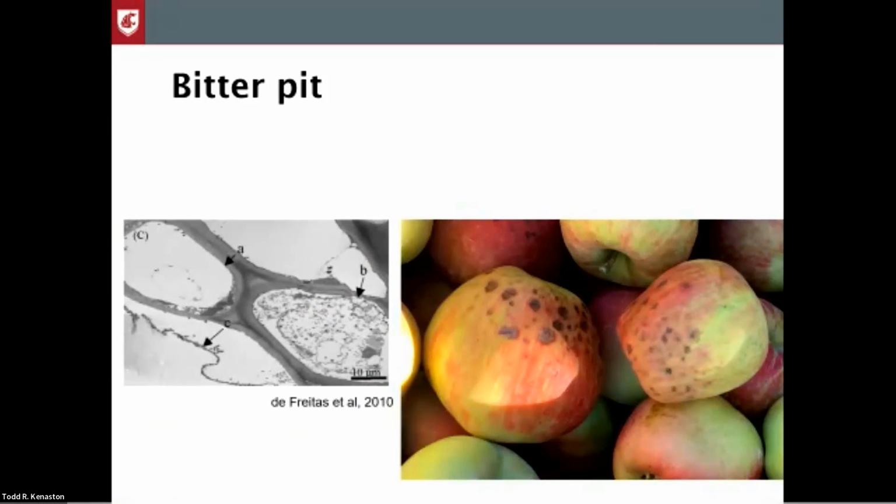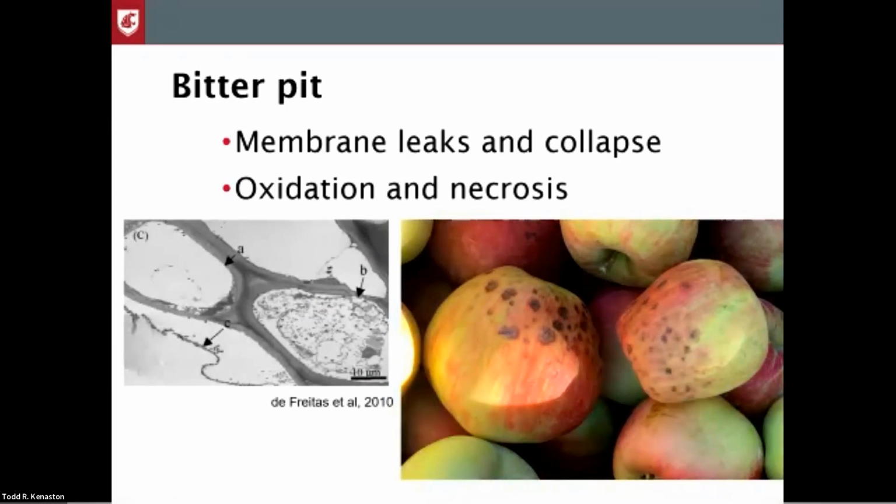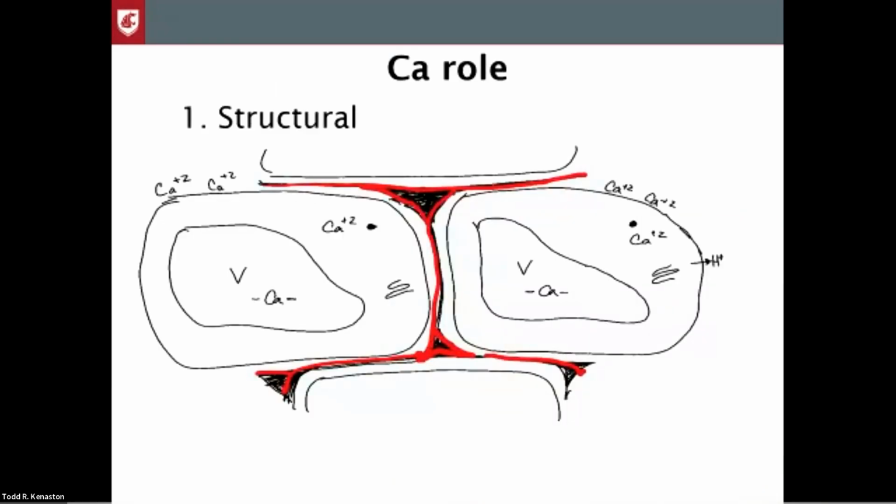So I'm gonna show here the symptomatology that we are more familiar with, and you can see that what is happening in the cell wall is that the membrane that holds the cells together becomes leaky and it breaks, and that's what becomes visible for us as bitter pit, or an oxidation and a necrosis of the tissue. So these are the main conditions that will lead to that symptom that we see in the cell walls.